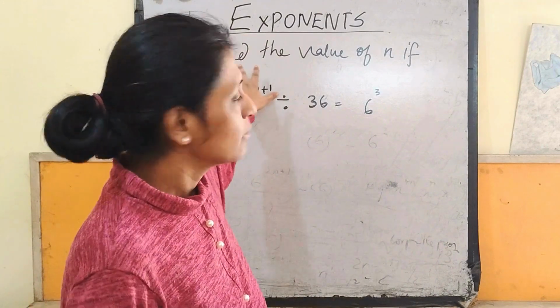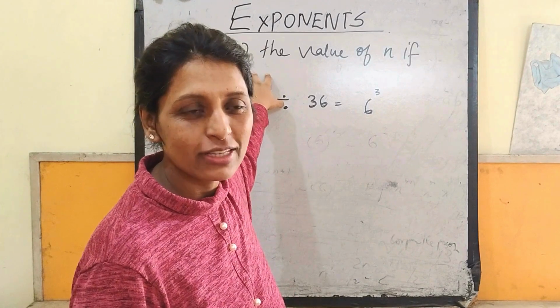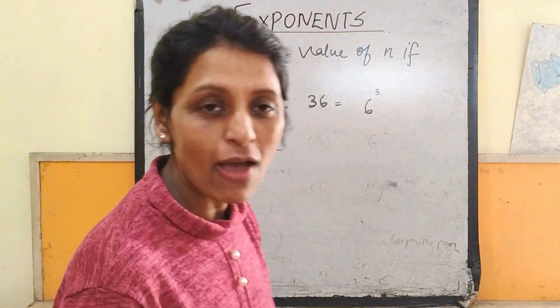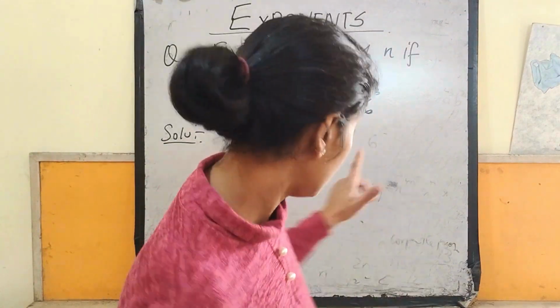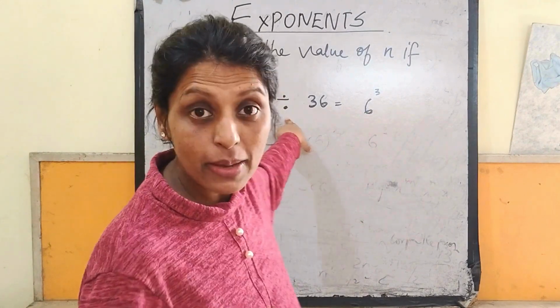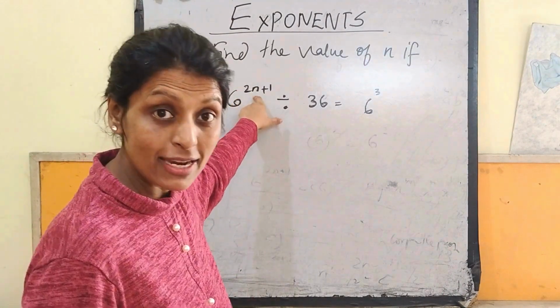Today I'm going to tell you the question from Exponents. How to solve this question where it's given that you have to find the value of n if 6 raised to power 2n plus 1 divided by 36 is equal to 6 raised to power 3. So we have to get the value of n here.